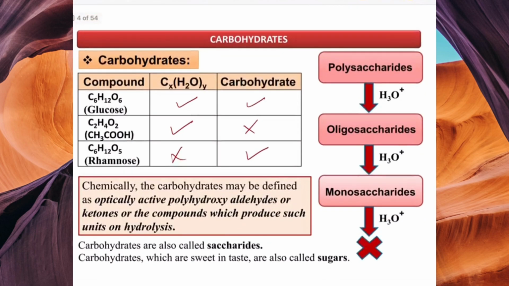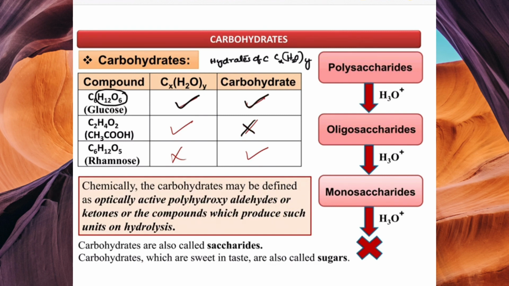Carbohydrates are generally considered hydrates of carbon, with the general formula Cx(H2O)y. The ratio of hydrogen to oxygen will be 2:1. For example, if you take glucose, the hydrogen to oxygen ratio follows this formula. Therefore, it is a carbohydrate.